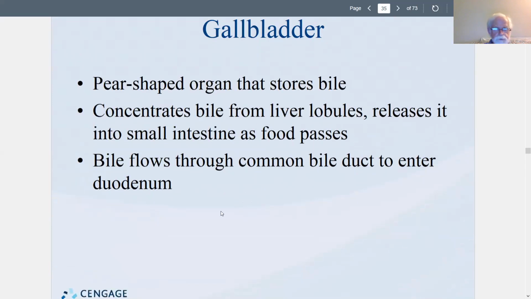Gallbladder stores bile that's produced by the liver, concentrates it from liver lobules, and releases it into the small intestine to help through the common bile duct, and releases it into the duodenum.